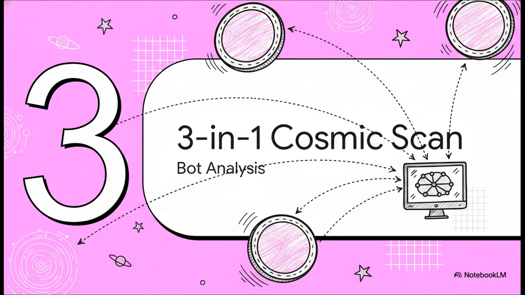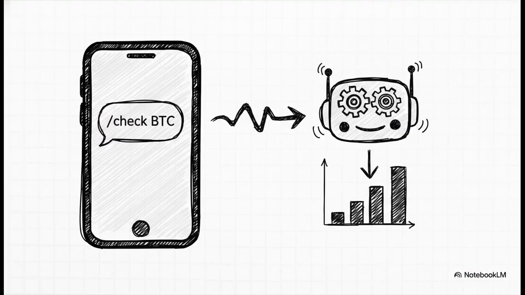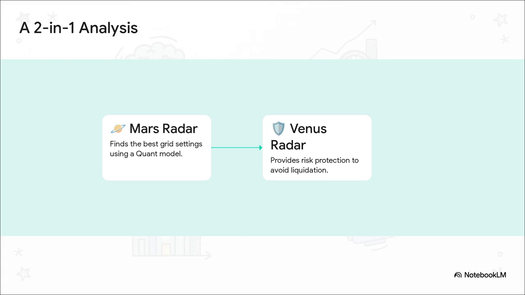Okay, so how does it actually do that? Well, the core of the tool is something they call a 3-in-1 cosmic scan, and it's this really unique way of looking at any coin from three totally different but totally critical angles. And you know what the best part is? Getting access to all this brain power is just ridiculously simple. You literally just type check and then the coin ticker, like BTC or SOL, and boom, the AI is off to the races. So this whole scan happens in 3 stages.